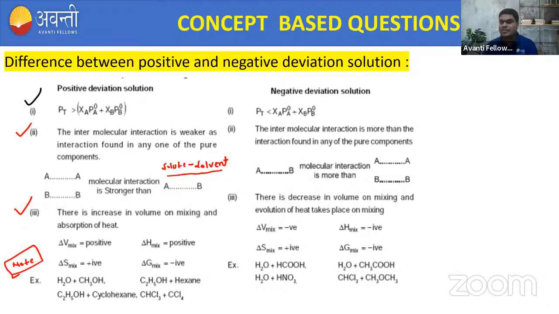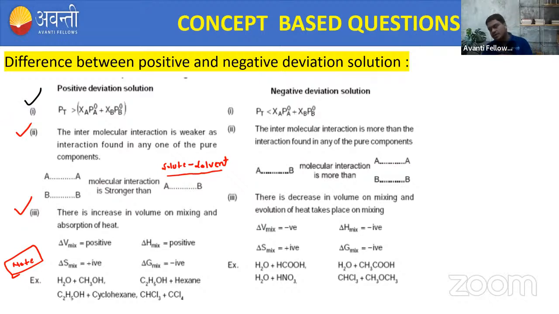Now there is a decrease in the volume on mixing and evolution of heat takes place on mixing. So delta V is negative for negative deviation. Delta H of mixing is also negative. Delta S is positive. Delta G always remains negative. So what are the examples of this? Nitric acid and H2O, chloroform and acetone, H2O plus acetic acid. These all are examples of negative deviation.